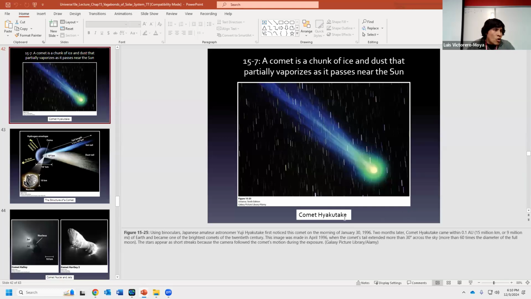This is the Hyakutake comet, by the way, from 1996. It was all over the news. I remember I was still a kid back then, but I remember it was quite a thing because we were able to observe it, right? It orbited the sun, and it actually partially vaporized as it passed near the sun.